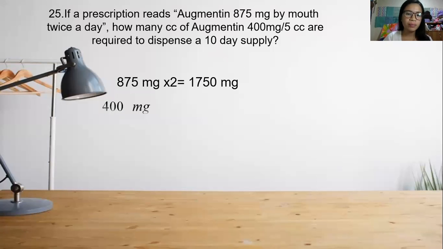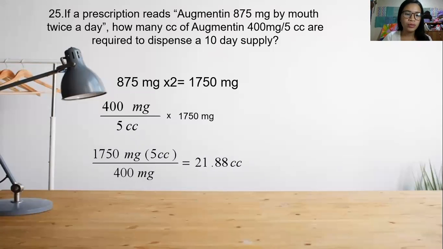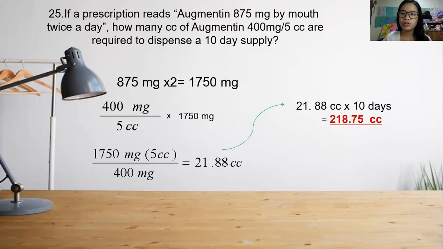I cross multiplied it to 1,750 milligram. So it will become 1,750 milligram times 5 cc divided by 400 milligram equals 21.88 cc. So 21.88 cc times 10 days equals 218.75 cc.